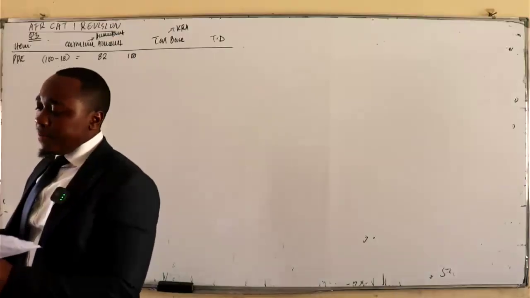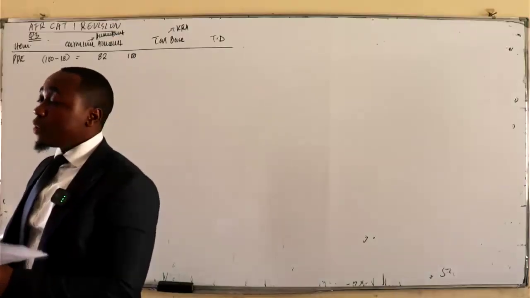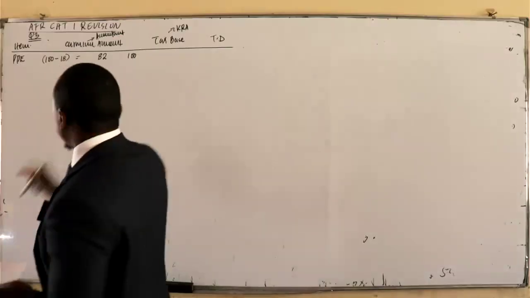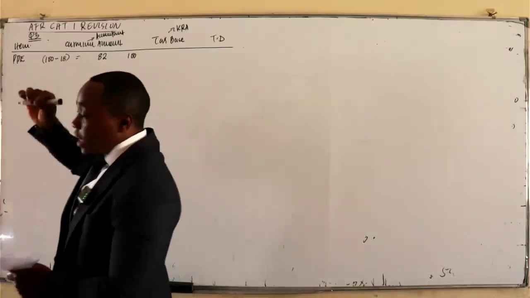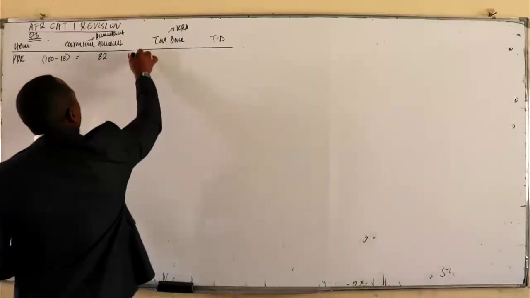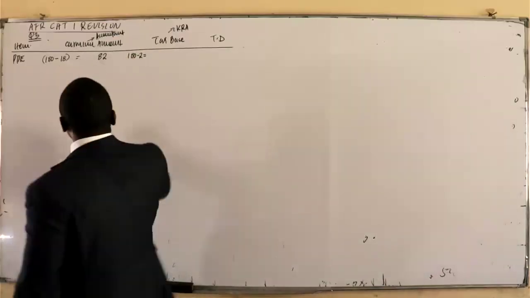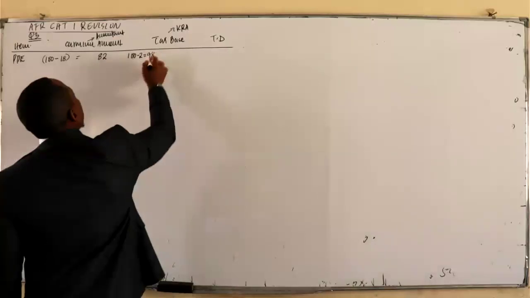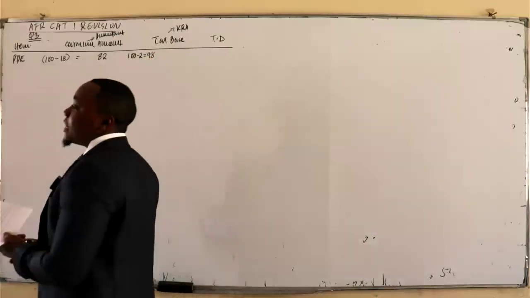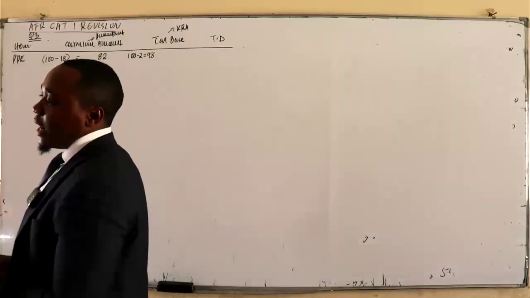The temporary difference due to revaluation of PPE amounted to how much? 2 million. So that means of this 100, the revaluation gain was 2 million. Therefore, the question is, how much was the original cost? Yeah, the original cost was 98.